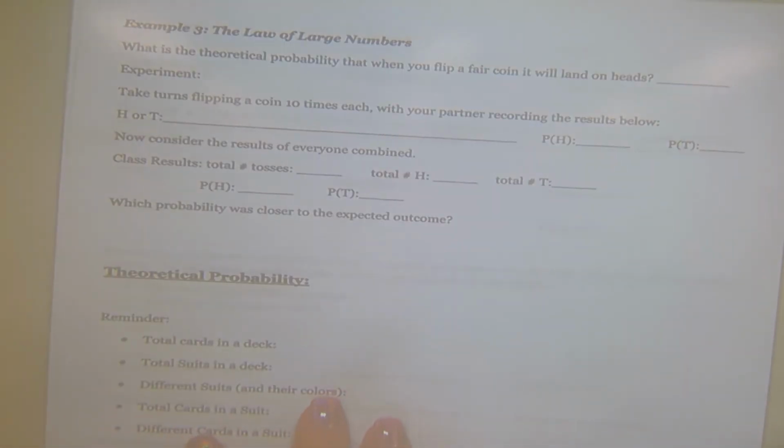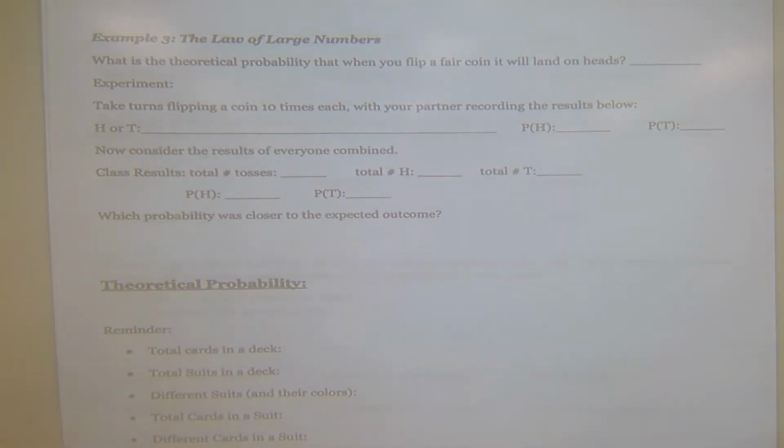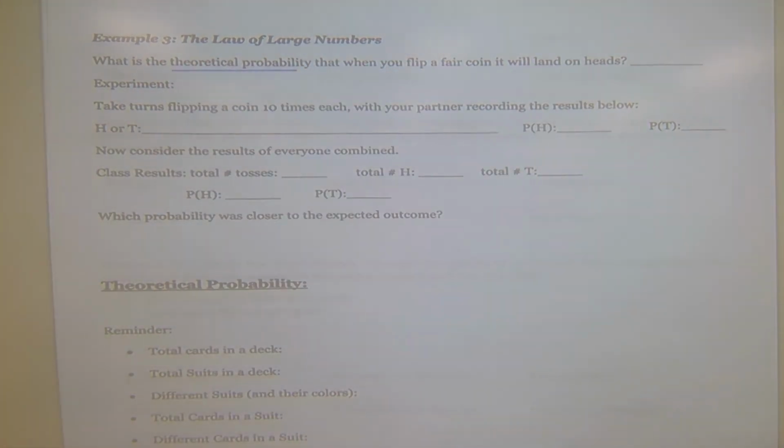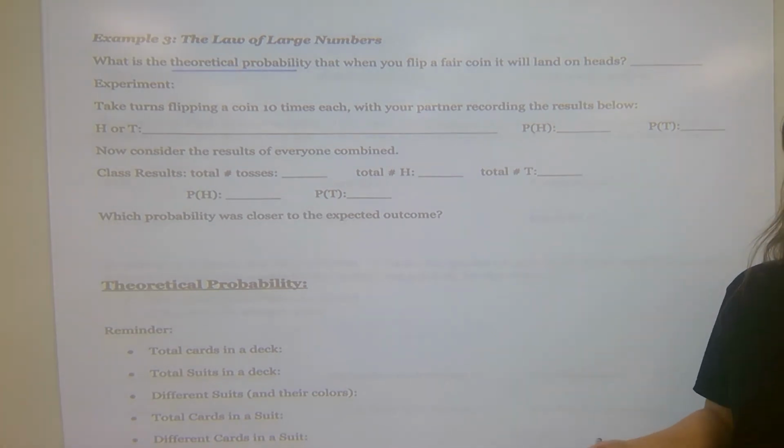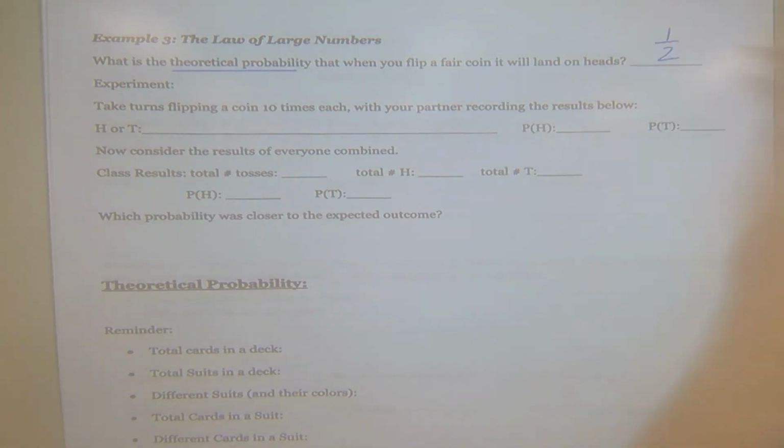Okay, let's look at page 3. The law of large numbers. We've already talked about the law of large numbers. This is what is the probability, the theoretical probability, that if I flip a fair coin, it will land on heads. Fair coin is any quarter that you happen to have in your pocket. It's got a heads on one side, tails on the other. It's only got 2 sides, and one of them is heads. So the probability that when I flip a coin, it will land on heads is 1 out of 2.